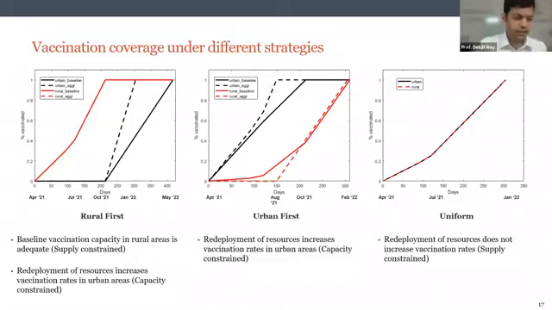One quick question, Shripad, that I was having. Did you see the impact of these on the secondary infections? I'll come to that in just a second.